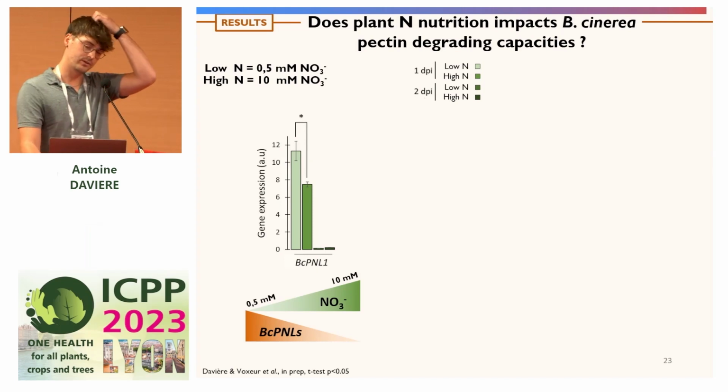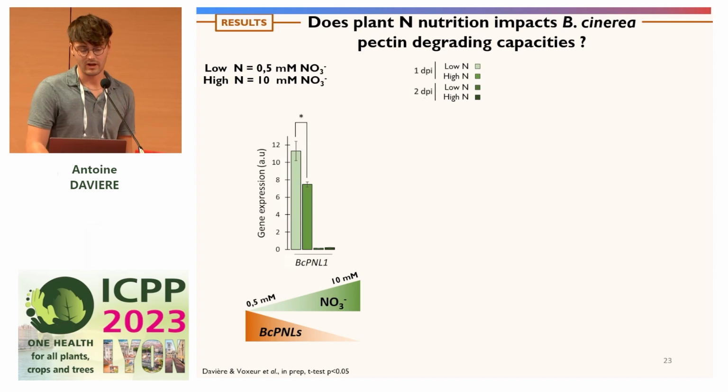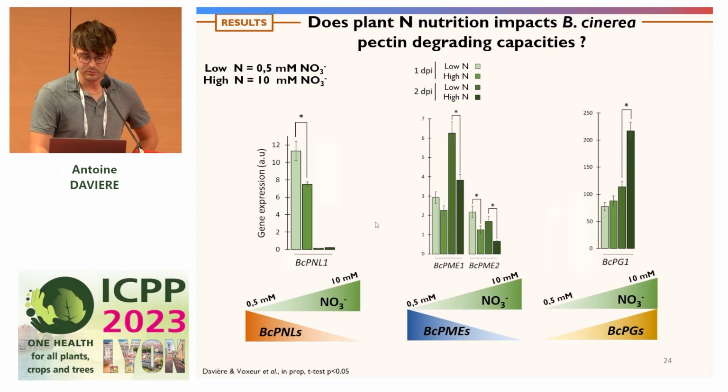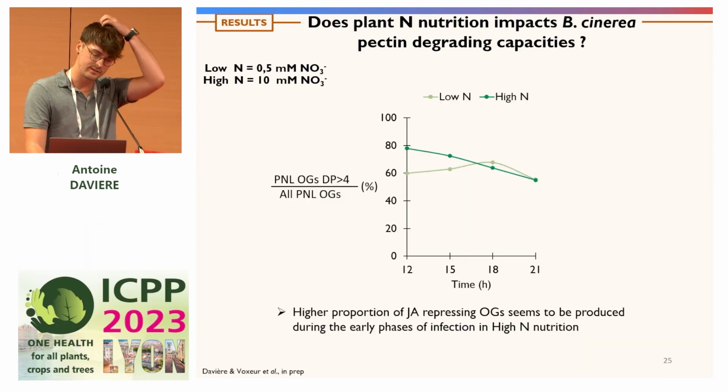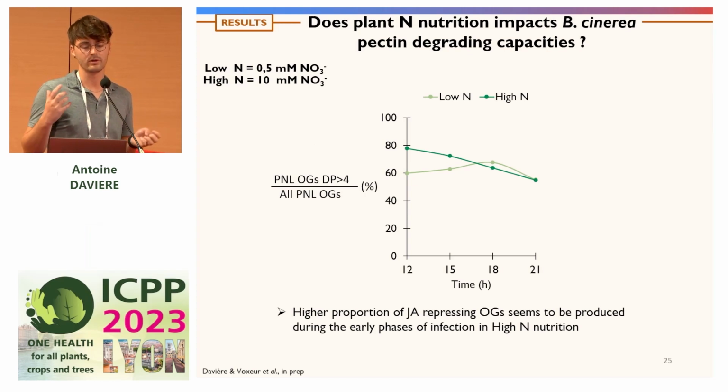On my topic of pectin degrading enzymes, I found that pectin lyase, and especially pectin lyase 1, is more expressed in low nitrogen nutrition. It was the same for pectin methylesterase and polygalacturonase. So we wondered if these differences in pectinase expression could affect the OG production during infection. And indeed, here you can see the proportion of long OGs derived from pectin lyase over time in high and low nitrate. You see that there is a higher production of those JA repressing OGs during the early phase of infection in high nitrate nutrition.